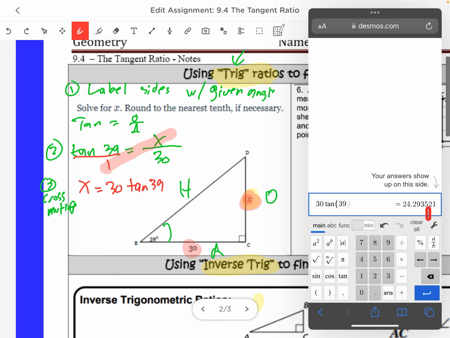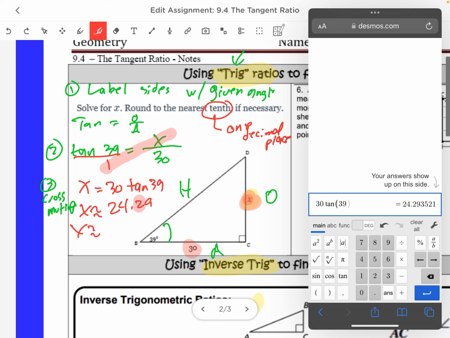So it says 24.29. Okay, so it says round to the nearest tenth. We know tenth means 1 decimal place, right? So we said x is approximately 24.29, right? That means x is approximately, we want to round to the nearest tenth, right? So we're rounding it to 24.3.